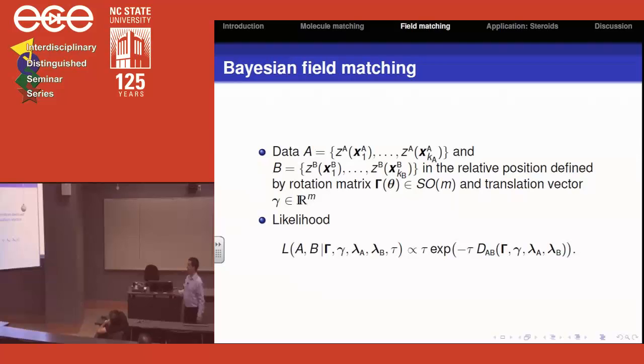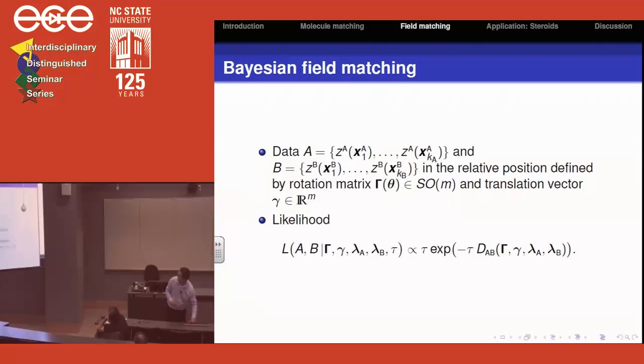Okay, so after I've done this, the method is very similar to the one that I used before. I just use a Bayesian model with Markov chain Monte Carlo simulation. My distance here is this discrepancy measure. It depends on the relative rotation, translation, and then the mask vectors, whether the points are present or absent. So this is my likelihood, and this d is my distance between the two molecules.